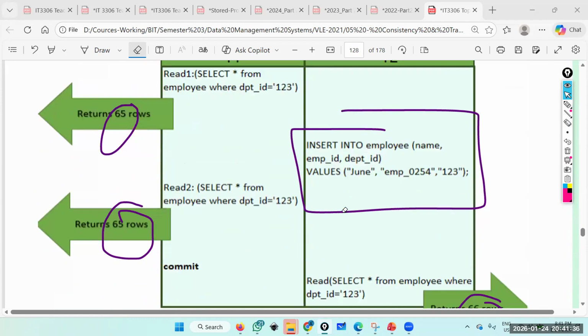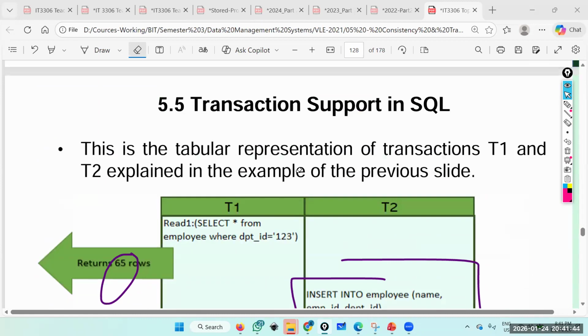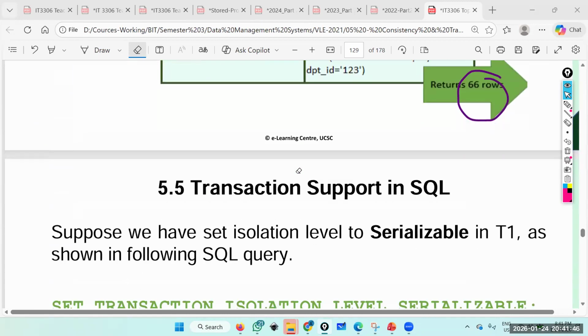So this is the phantom issue. You can see in between there's an insert. So this is the phantom issue.